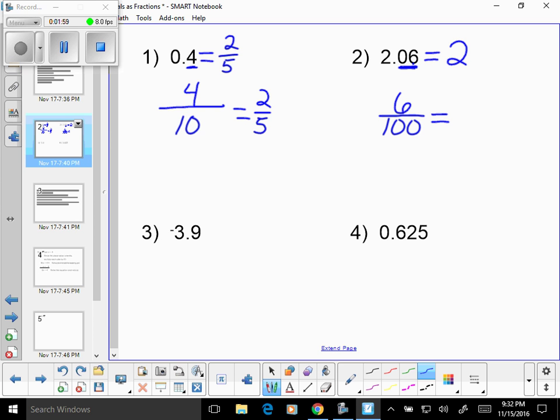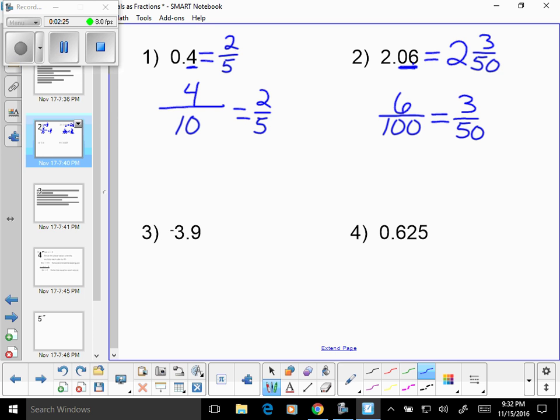Now I look to reduce. My GCF here, again, is going to be 2. If nothing else, try your successive divisions. They're both even numbers, so divide by 2. We will get 3/50. 3 and 50 do not have a common factor. They are relatively prime. So this 3/50 becomes my fraction part of the mixed number.